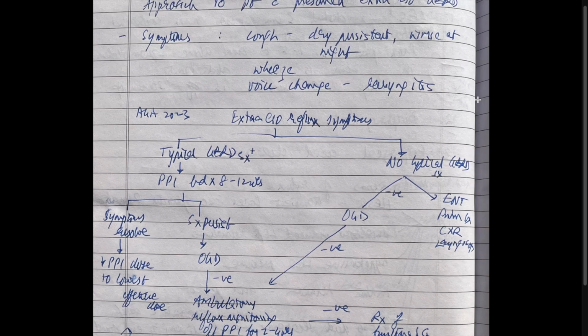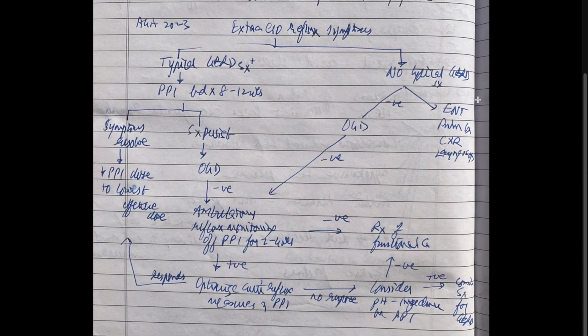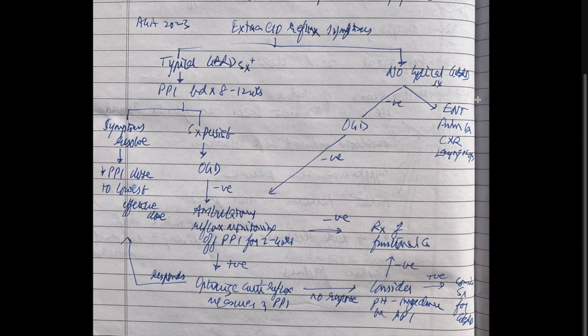Approach to a patient with presumed extraesophageal GERD, like a patient who presents with a cough, which is dry and persistent, worse at night, or a wheeze or a voice change. According to the AGA 2023 guidelines, if there are extraesophageal reflux symptoms and there are typical GERD symptoms, you give them a PPI BD for 8 to 12 weeks. If there are no typical GERD symptoms, we submit them to an ENT and pulmonary workup, chest x-ray, laryngoscopy, and if that is negative, we do an OGD, and if that is negative, we submit them to ambulatory reflux monitoring off the PPI for 2 to 4 weeks. Then what do we do?